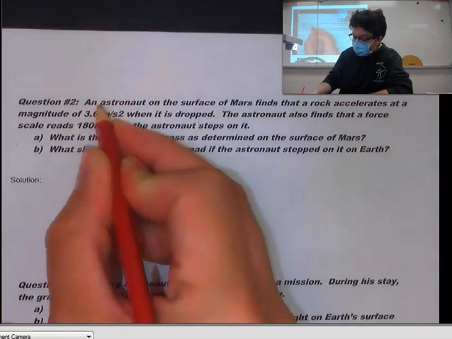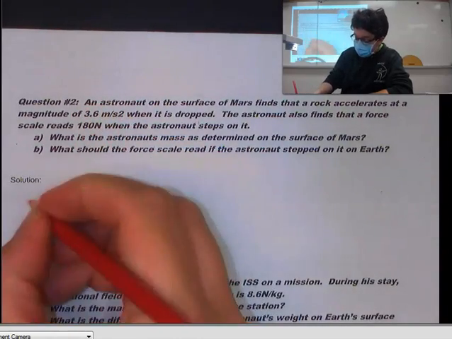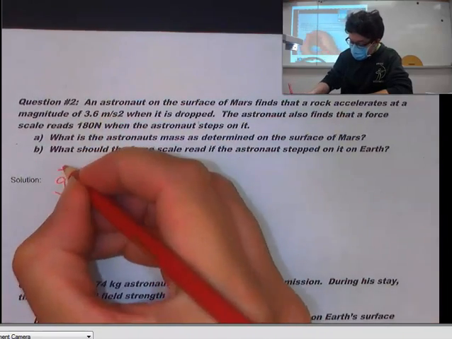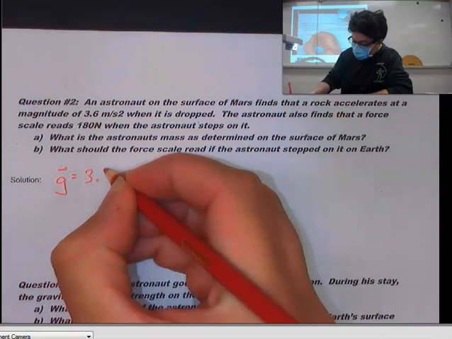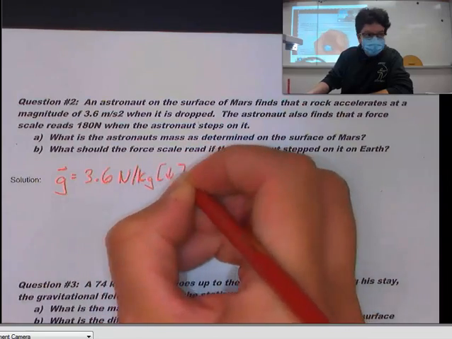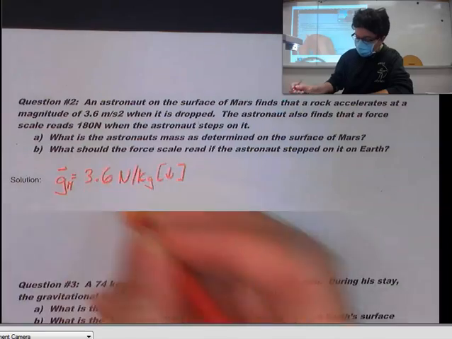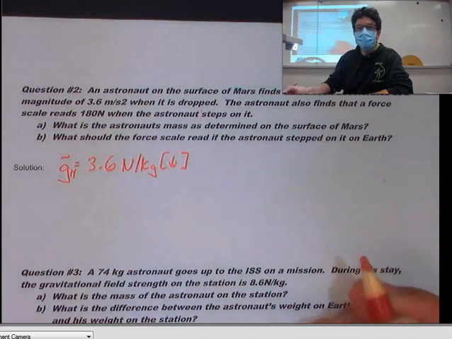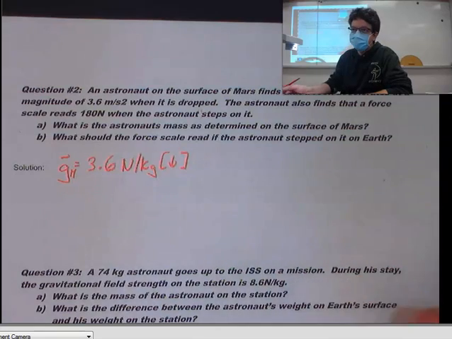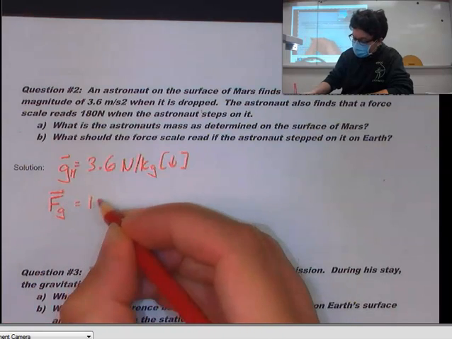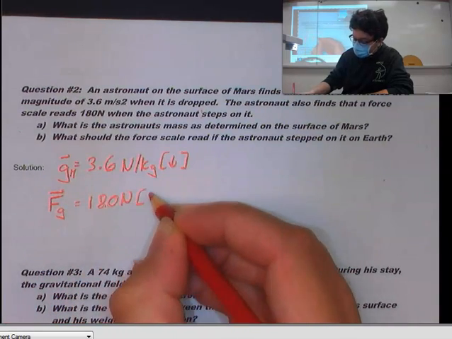So they're telling you the acceleration due to gravity on Mars, which is in meters per second squared, but the units are identical to newtons per kilogram. So I'm going to write 3.6 newtons per kilogram down. Right? And that's for Mars. Now when the astronaut steps on a scale, the scale is only reading 180 newtons. But remember, that's telling you your weight, not your mass. And your weight is the same thing as the force of gravity. So that's 180 newtons down.